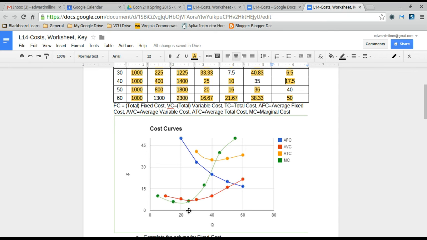Then we go to 25. The marginal cost when quantity went from 20 to 30 was 6.5. There's a height of 6.5. At 35, the marginal cost is 17.5. At 45, the marginal cost went to 40, and at 55, the marginal cost went up to 50. And if I connect those together in sort of a smooth curve, I'll get another U-shaped curve with a minimum somewhere around 20.